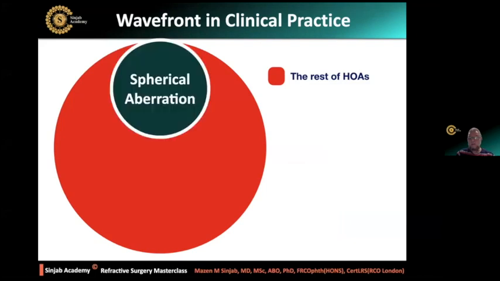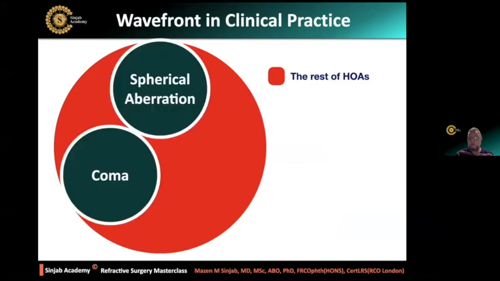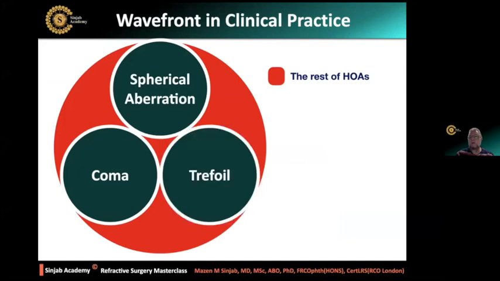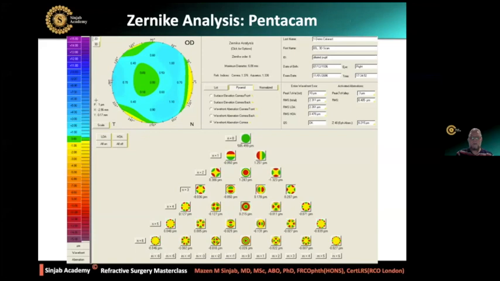Now, the three major higher order aberrations are the spherical aberration, coma, and the trefoil. And these three are to be studied in every patient, individually and all together. So how to study the Zernike analysis of the Pentacam?